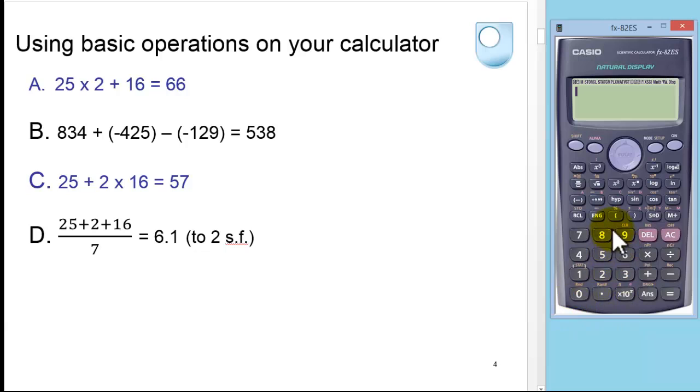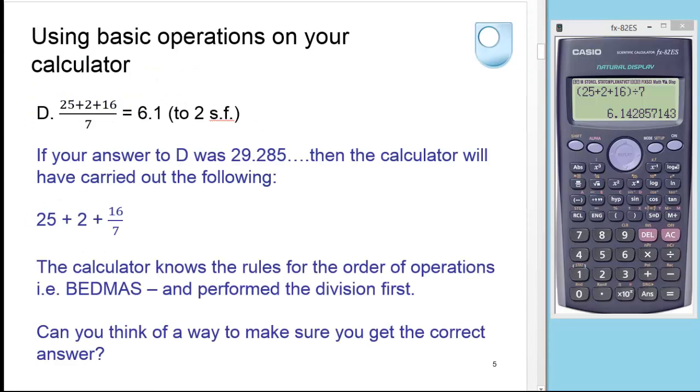Second way of doing the final one, what I could do is put the values in the numerator into brackets, which is 25 plus 2 plus 16, close the bracket, and then press divided by 7, and the same answer gets recorded as before. So in the example D, what the calculator did was evaluate all the numbers in the numerator first, shown above the solid line, and then did the division by 7.